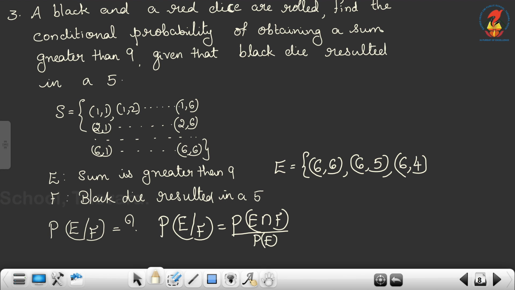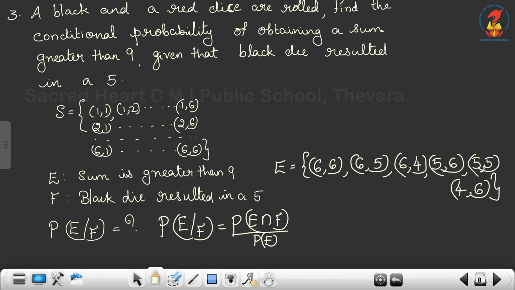Then what about the 5th row? In the 5th row, the last element is 5, 6, that is 11. Then 5, 5 is 10. 5, 4 is 9, that we can't take. Sum means you have to add these two. So from the 5th row, only 2 outcomes. Then what about the 4th row? 4 and 6, the last element. 4, 5 is not possible. So this many outcomes are in E.